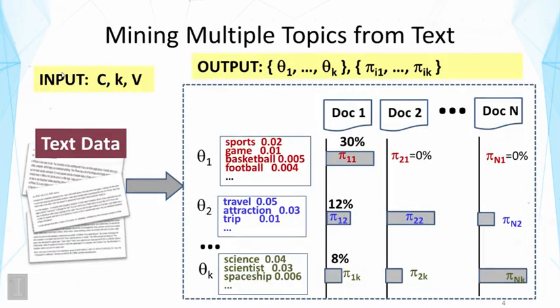So the formal definition of the problem of mining multiple topics from text is shown here, and this is actually a slide that you have seen in an earlier lecture. So the input is the collection, the number of topics, and the vocabulary set, and of course the text data, right? And then the output is of two kinds. One is the topic characterization, theta i's. Each theta i is a word distribution. And second, it's the topic coverage for each document. These are pi sub ij's. And they tell us which document covers which topic to what extent. So we hope to generate these as output, because there are many useful applications if we can do that.